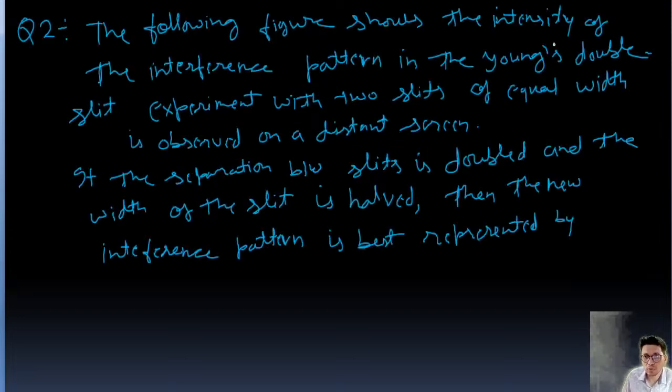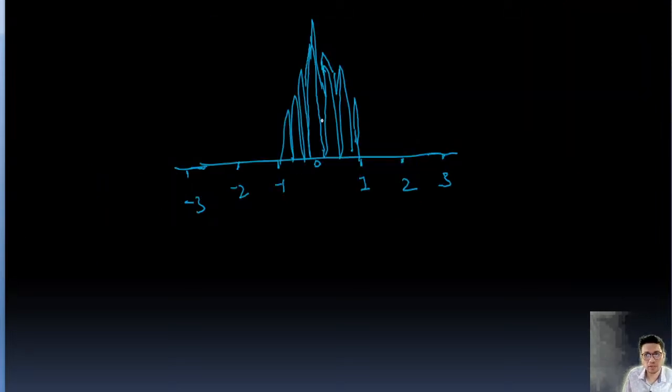The following figure shows the intensity of interference pattern in Young's double slit experiment with two slits of equal width, observed on a distant screen. If the separation between slits is doubled and the width of slit is halved, then what is the new interference pattern best represented by? This is the initial interference pattern. Now options are given. I'll show you the options.